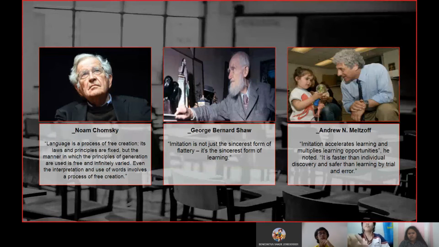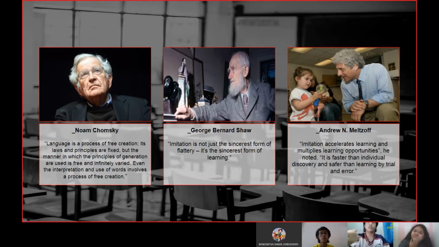Now we have here three different expert ideas on language and imitation. The first one, on the left, is Noam Chomsky, a very famous linguist, who has an innatist theory which, if you put it into perspective, states that imitation is something fundamental, something very basic that everyone has, even from the early stage of life, in order to acquire a language. The second one we have here is George Bernard Shaw. He stated that imitation is not just the sincerest form of flattery, it is the sincerest form of learning.